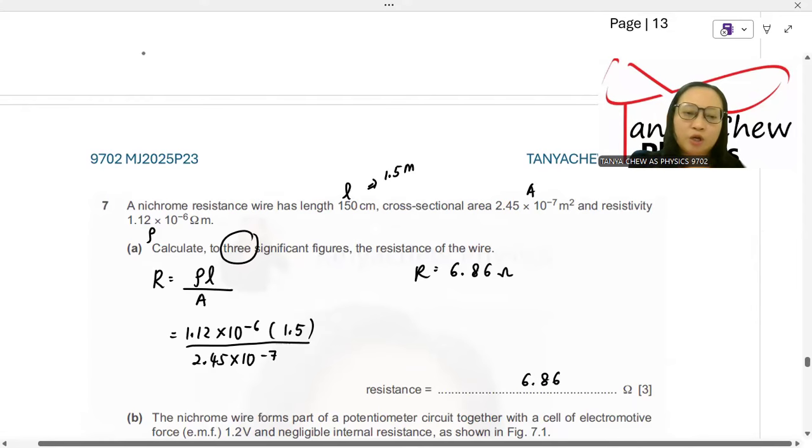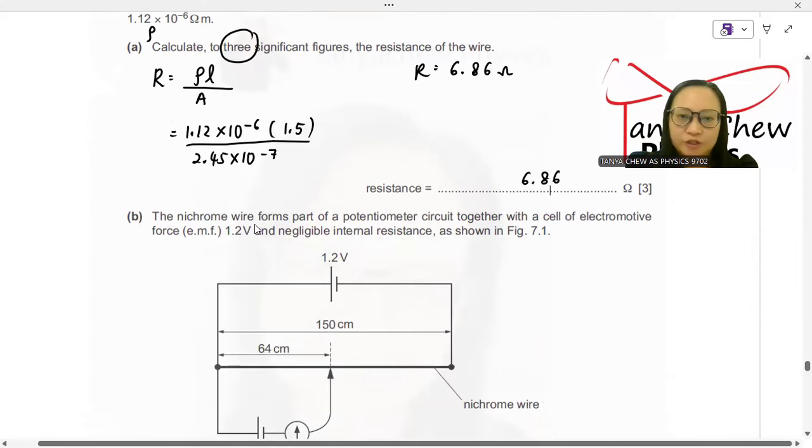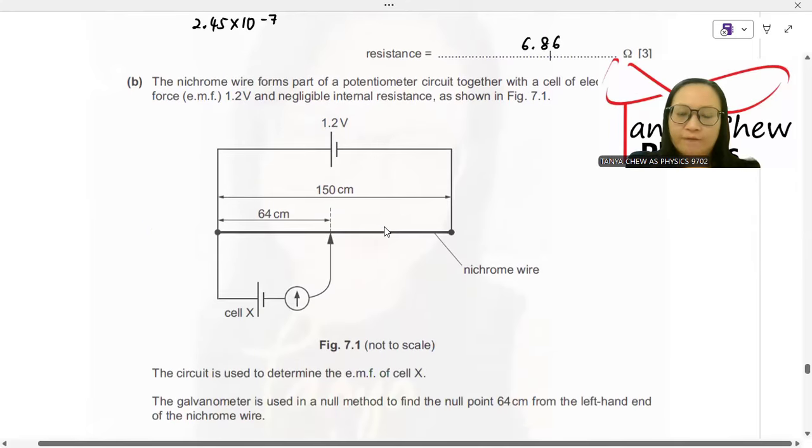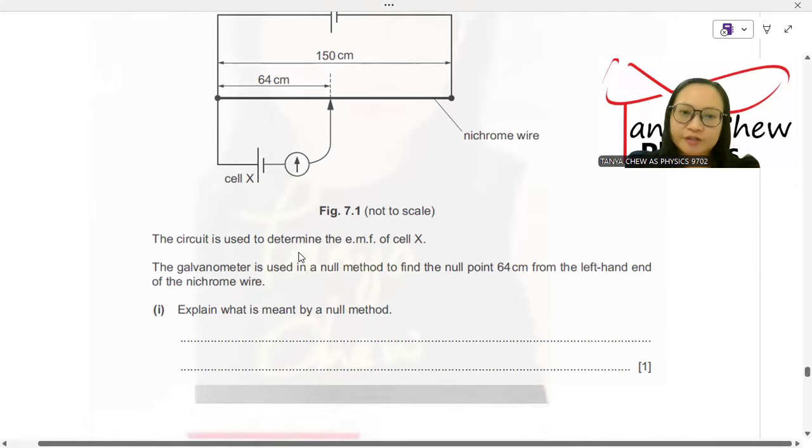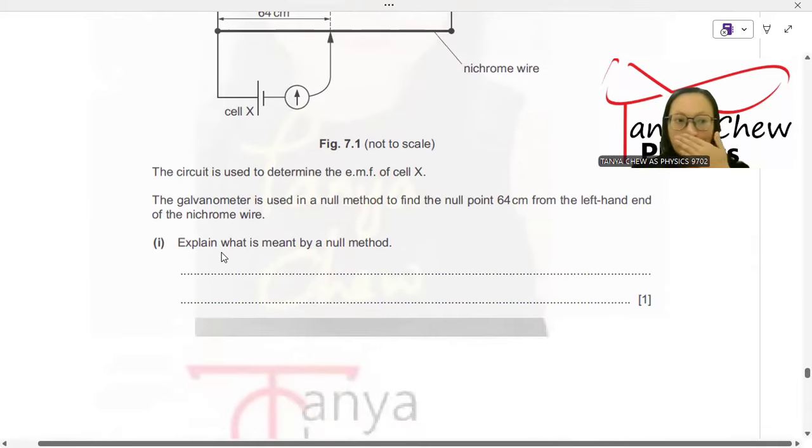Now B, the nichrome wire forms part of the potentiometer circuit together with a cell of electromotive force 1.2 volt and negligible internal resistance as shown in Fig 7.1. The circuit is used to determine the EMF of cell X. The galvanometer is used in the null method to find the null point 64 cm from the left-hand end of the nichrome wire. First part, explain what is meant by null method.